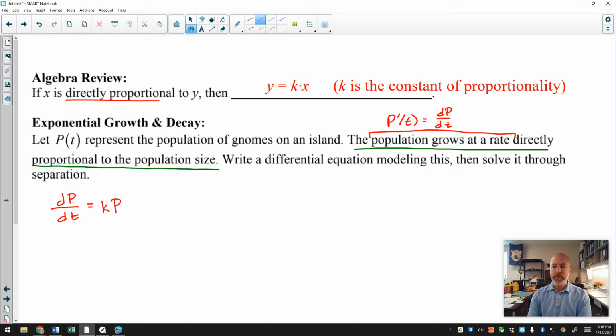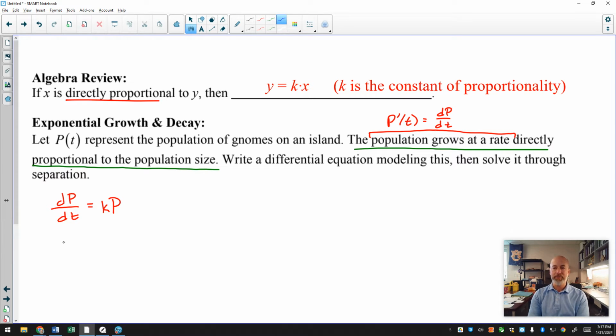Now, you can write P of t if you want, but I'm just going to write P. It is understood and defined here that P is indeed a function of t. So dP/dt is a constant times P. And if we look at this situation, we have a differential equation now. I'm going to solve this through separation of variables. And this time it's P and t. It's not a y and an x, but P is my dependent variable.